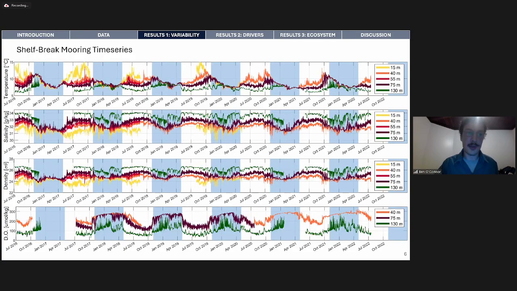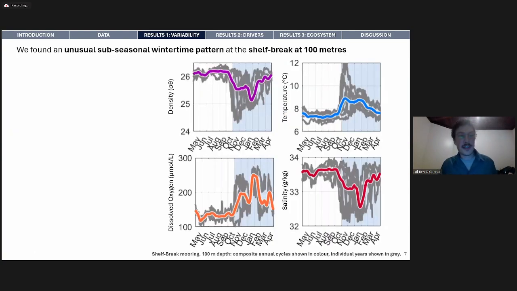And it's just an example of the shelf break time series. But I'll spare you the trouble of having to look closely at those and just tell you about this unusual subseasonal wintertime pattern that we found at the shelf break at 100 meters depth. And that's what I'm going to focus on today.